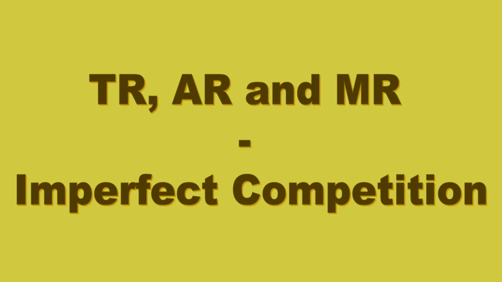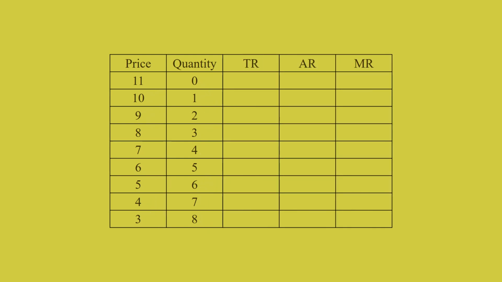In this tutorial, we shall study the behavior of the total revenue, average revenue and marginal revenue under imperfect competition. We shall do it numerically first and then graphically. Let us develop a demand schedule first. Under imperfect competition, a seller reduces the price in order to sell more. Based on this table, we shall calculate total revenue, average revenue and marginal revenue.